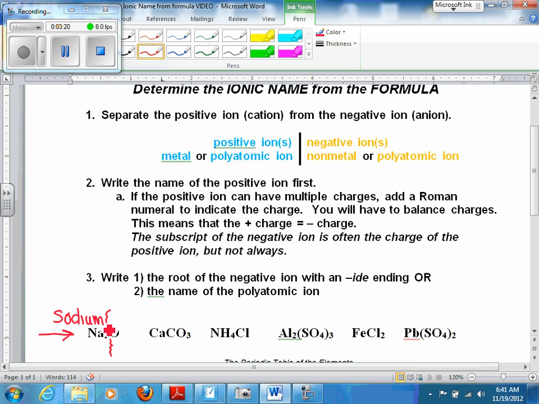In step 3, it says, write the root of the negative ion with an IDE ending, or the name of the polyatomic ion. No polyatomic ion here, so all we have to do is write the root of the negative ion, which is going to be ox, for oxygen, and an IDE ending. So this is sodium oxide.